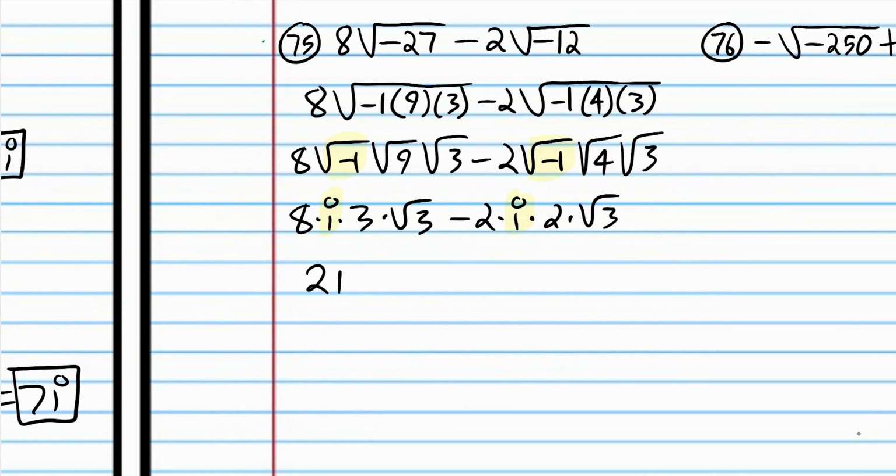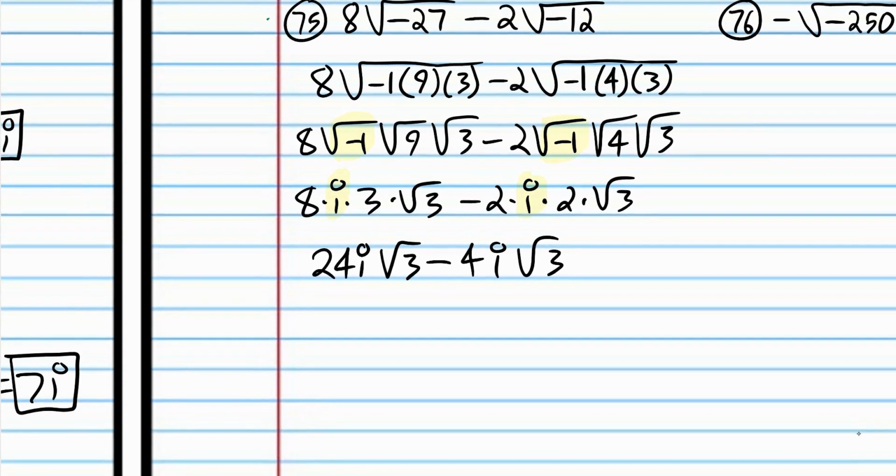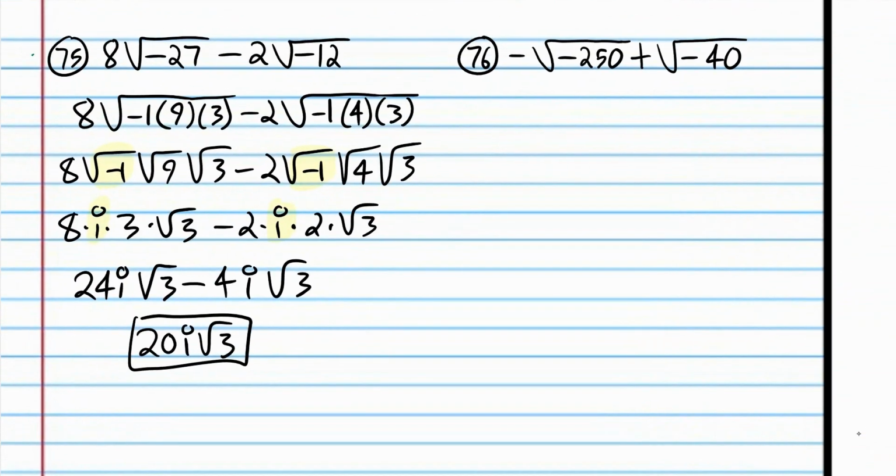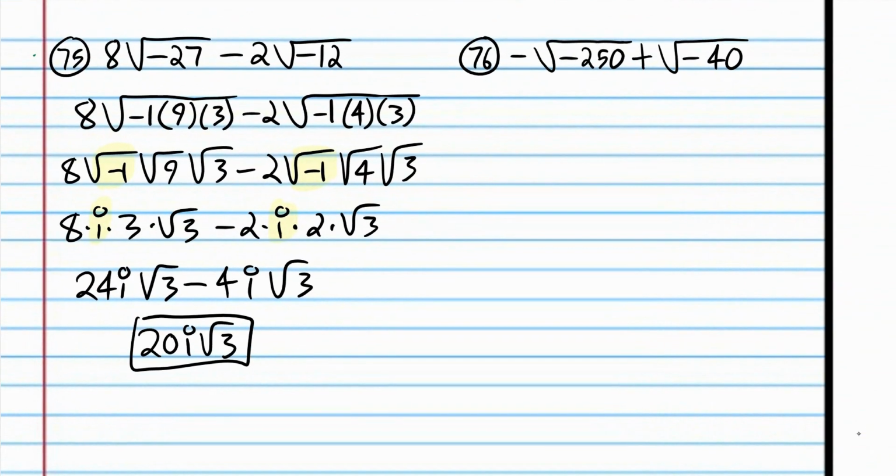Okay, so now we get 24i root 3 minus 4i root 3, and we have i root 3, so 24 of those minus 4 of those is 20i root 3. Again, you're subtracting apples, which is perfectly legal. So if you got that answer, good job. Now try number 76, and when you come back, we'll do it together.